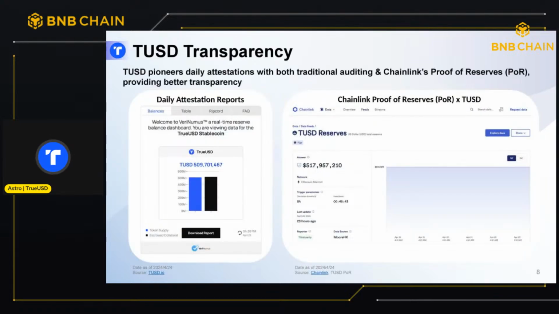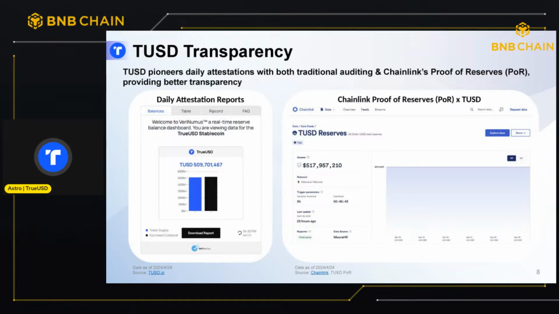So far, we have spoken quite intensively about TUSD's commitment to transparency. Let's take a closer look behind the scenes at the mechanisms that enable this transparency. TUSD has pioneered the practice of performing daily attestations by multiple independent third-party institutions. These attestations come in two forms, one being traditional auditing and the other being Chainlink's proof of reserves. These approaches provide a high level of transparency and are what set TUSD apart.